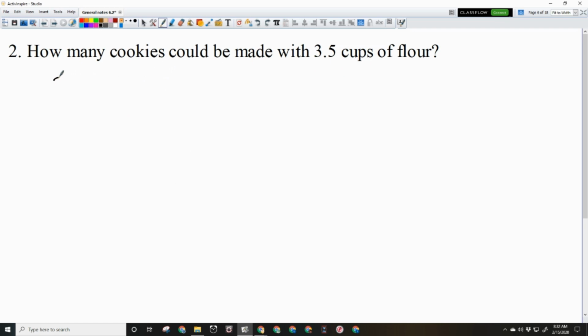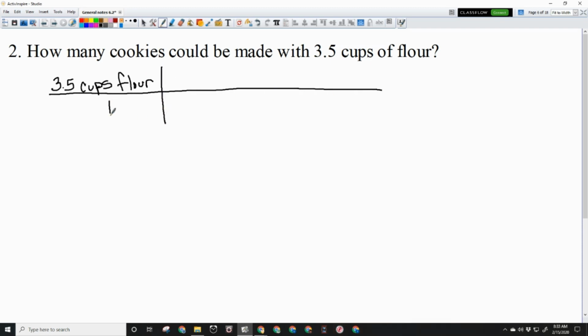All right, so I'm going to start off with my given 3.5 cups of flour. Okay, and I'm going to set this up as a conversion. So I'm going to put that over 1. And I need the relationship between flour and cookies because I want to get rid of flour here. And I want to know how many cookies I can make.